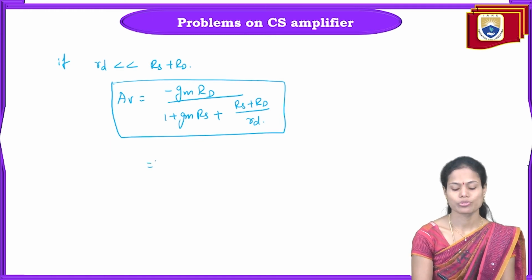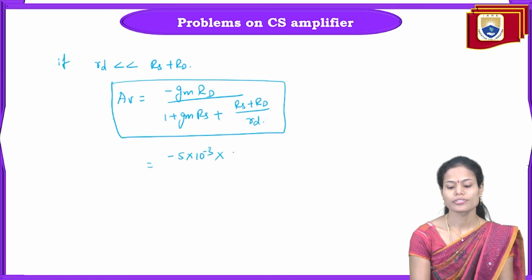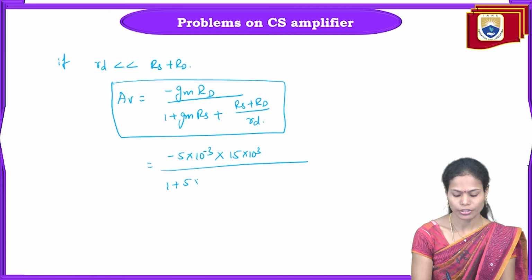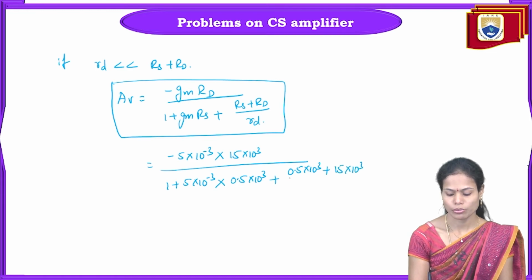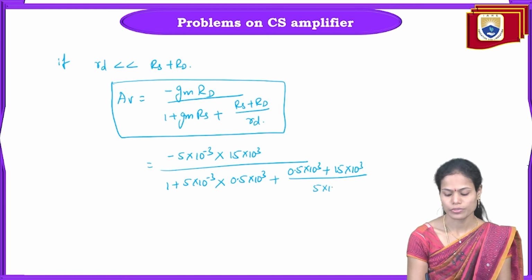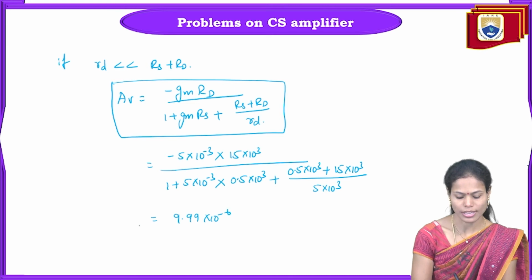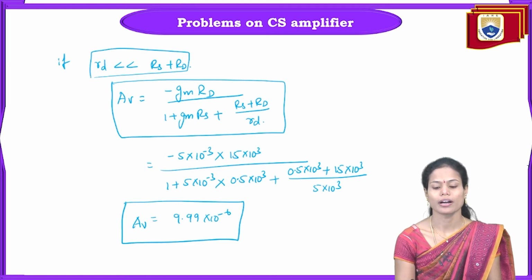So in this, again, we need to substitute all the values. It is minus 5 millisiemens, GM is, and the drain resistance value is 15 kilo ohms, divided by 1 plus 5 into 10 power minus 3, and the source resistance is 0.5 into 10 power 3, plus again source resistance 0.5 into 10 power 3, plus drain resistance is 15 kilo ohms, and small rd value is 5 kilo ohms. Okay, all the values are given in the problem itself. So we will get 9.99 into 10 power minus 6 as the voltage gain if rd is less than RS plus RD here.